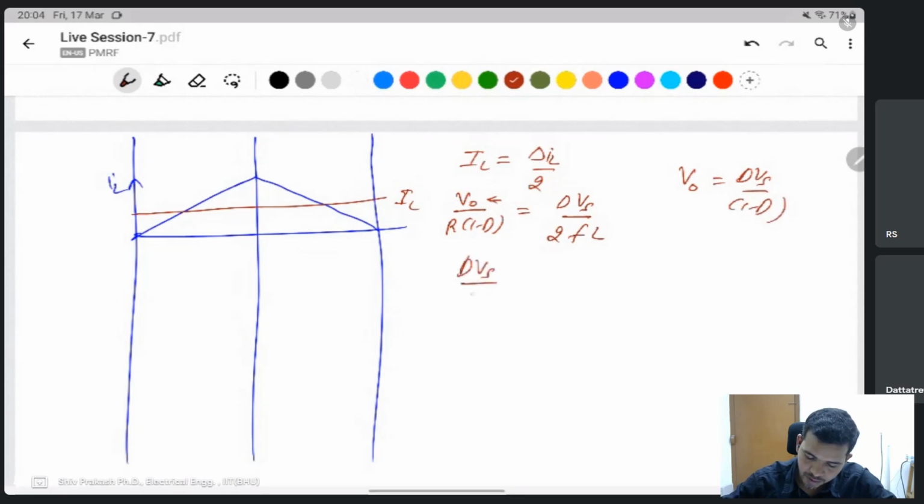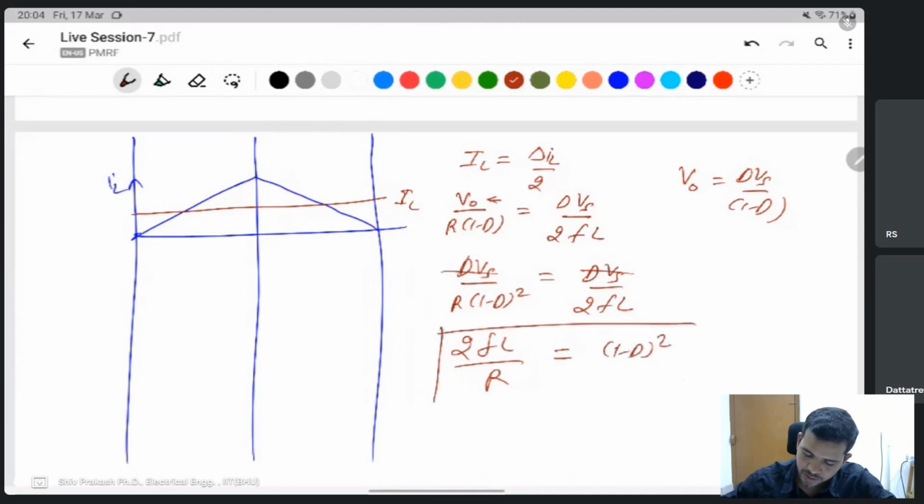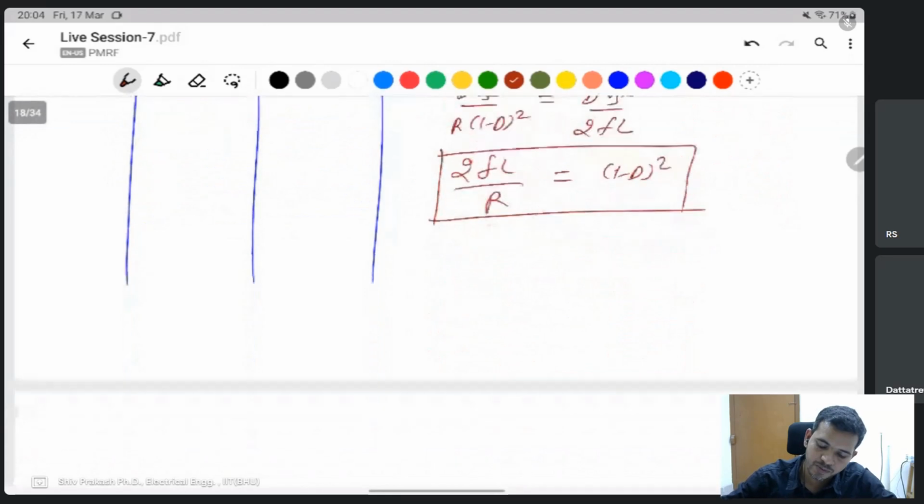So dVs divided by R into (1 minus d) square is equal to dVs divided by 2fL. dVs cancels out, so 2fL by R is equal to (1 minus d) square. This is the condition for the buck boost converter.